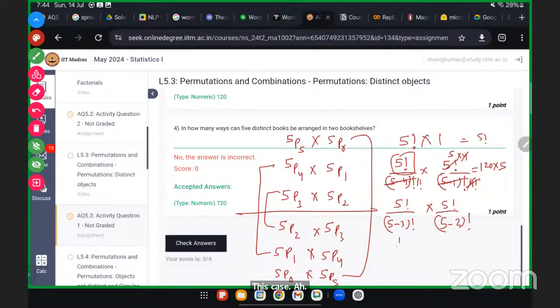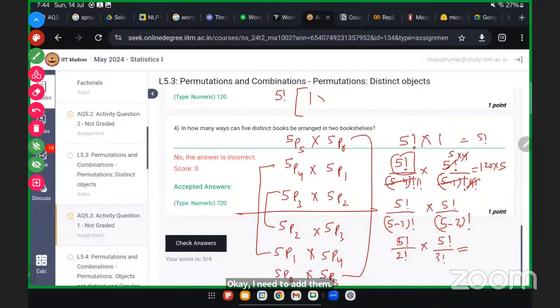Sorry for disturbing you, sir. Can you explain question number 3? I got the answer, sir. Wait a minute. So 5 factorial divided by 3 factorial 2 factorial. So I think the answer is 1 into 5. Okay, I need to add them. Not 1 plus, yes, 5 plus.